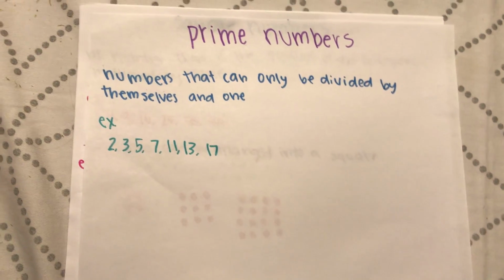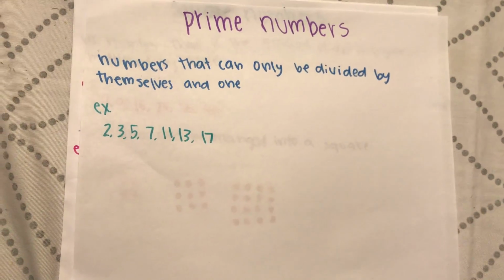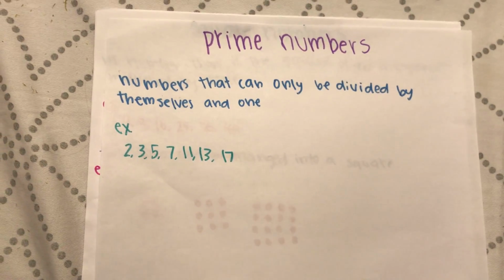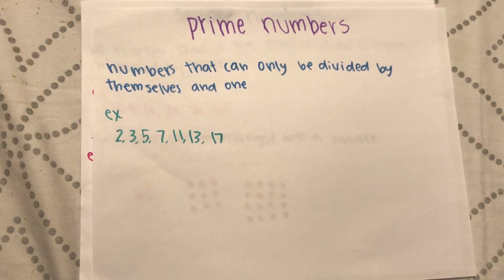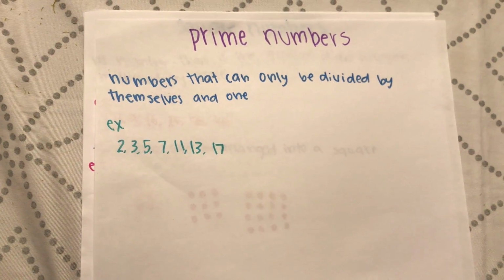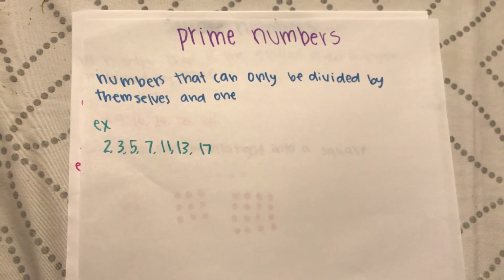One example of number theory is prime numbers. Prime numbers are numbers that can only be divided by themselves and 1. Some examples are 2, 3, 5, 7, 11, 13, and 17.